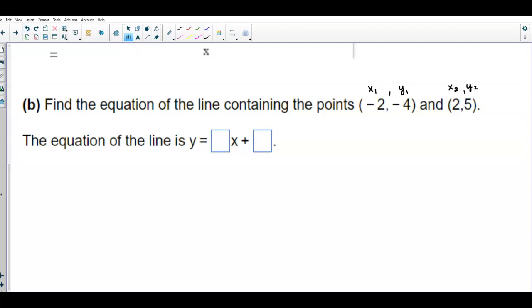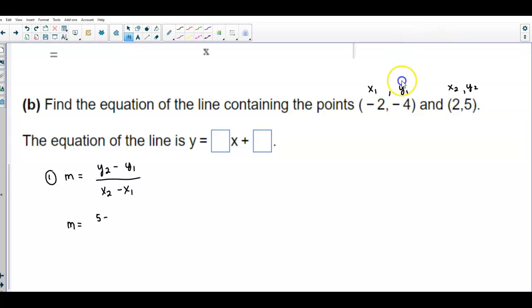Okay, so the first thing we need to do is find the slope of this line. So the slope equation m is equal to y2 minus y1 over x2 minus x1. So we're going to plug in our numbers. We can see that y2 represents 5.